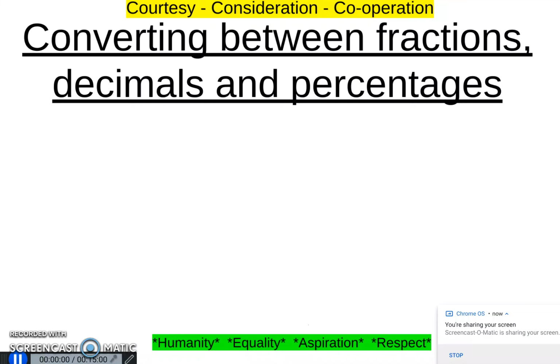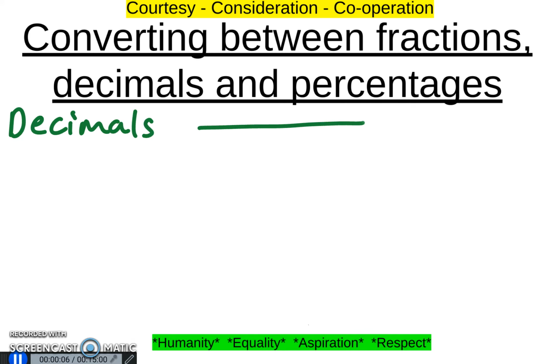Guys, so the next thing you need to know how to convert is between decimals and fractions. Okay, so you need to be able to convert a decimal to a fraction and a fraction to a decimal. Okay, so let's start off with decimals to fractions.